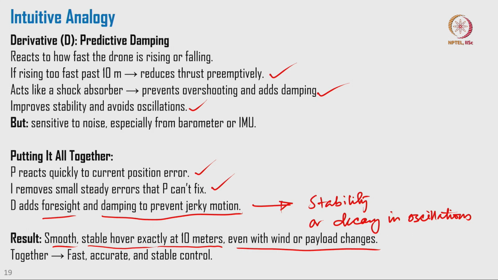Okay. Together what we are getting here is fast, that means speed is improved, accurate, that means steady state error is reduced, and stable, that means oscillation is reduced. That is what we get with a properly tuned PID control in terms of drone altitude control.